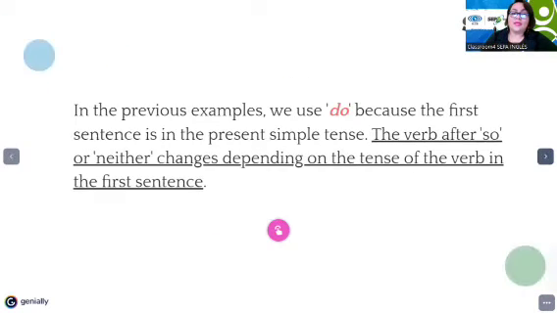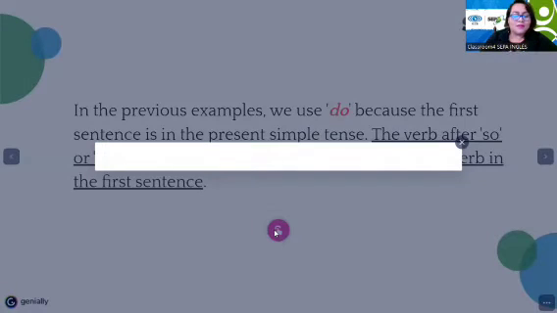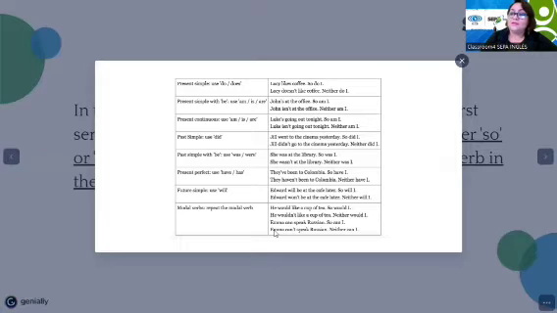In the previous examples, we use do because the first sentence is in the present simple tense. The verb after so or neither changes depending on the tense of the verb in the first sentence. That's what I'm telling you, of course. I hope you understand this because you need to pay attention to the main structures we are going to use when answering. For example, in the present simple, use do or does.